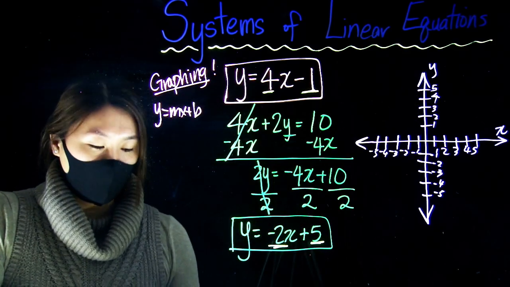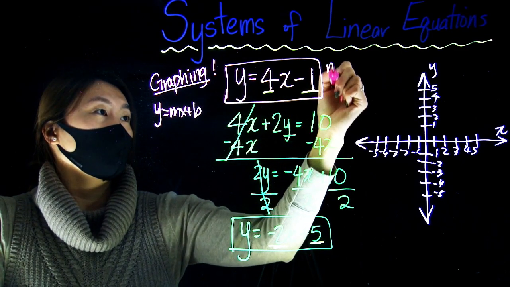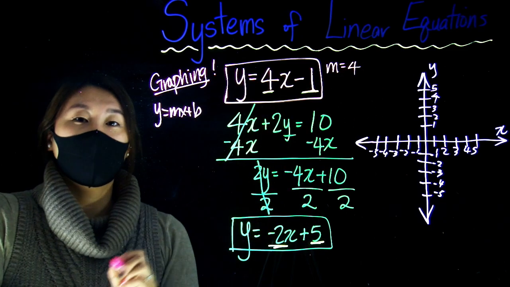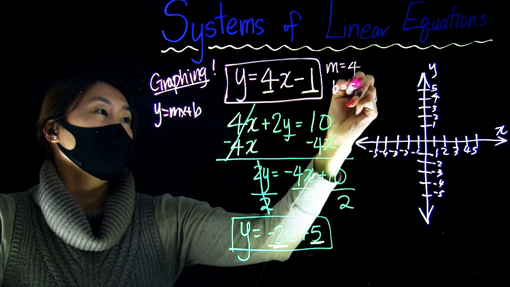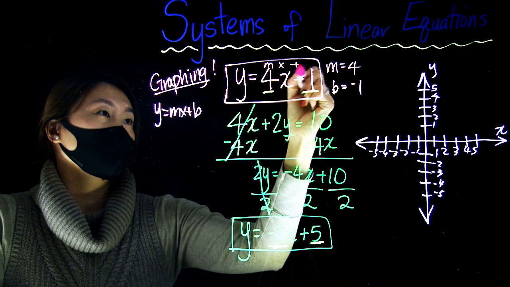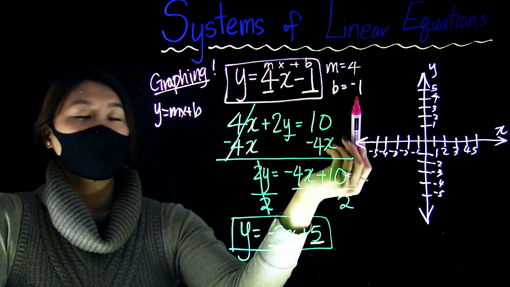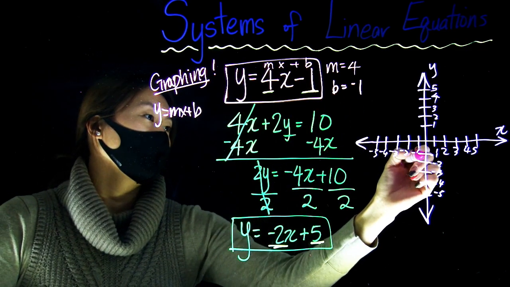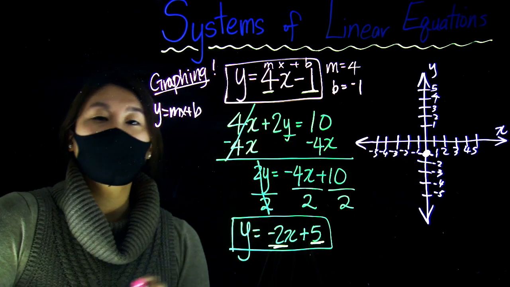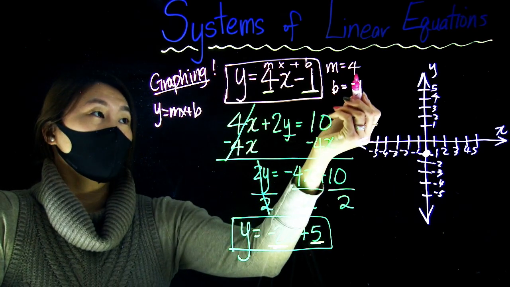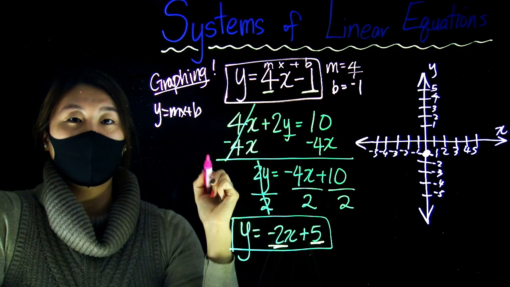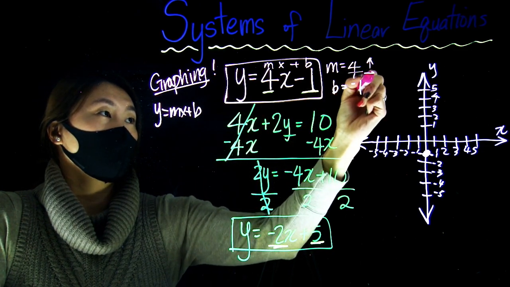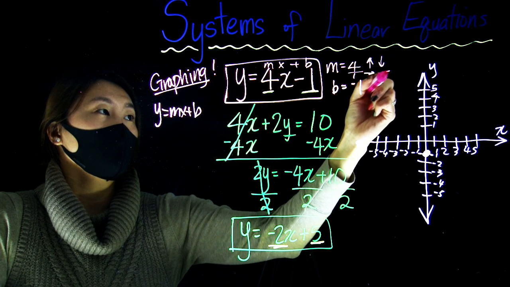So my first line, I have a slope of 4, y-intercept of negative 1, mx plus b. So where do I start? I start at negative 1. So that's my starting point. My slope is 4, which means I put a little 1 under it. So I'm going to go up 4 over 1, or down 4, left 1.